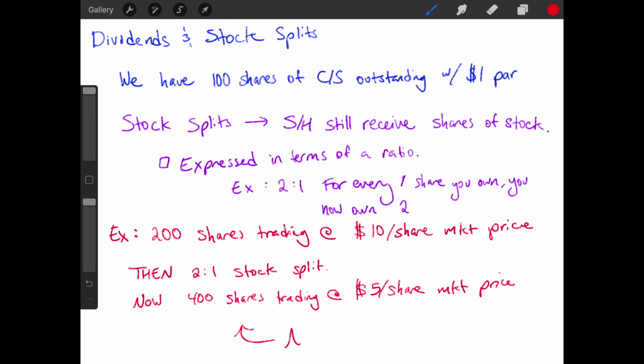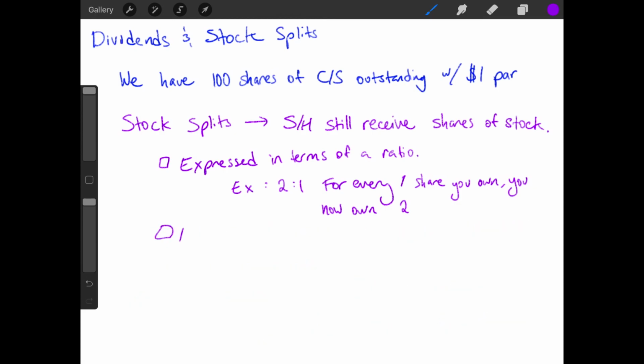A super key thing is that even though a stock split has this impact, there's no journal entry to record a stock split. That's huge. So again, I'm just going to add that to the list: there's no journal entry for stock splits.